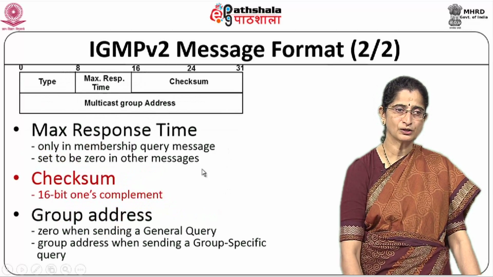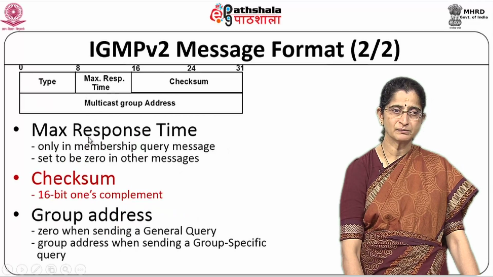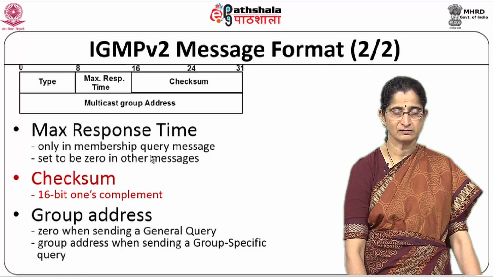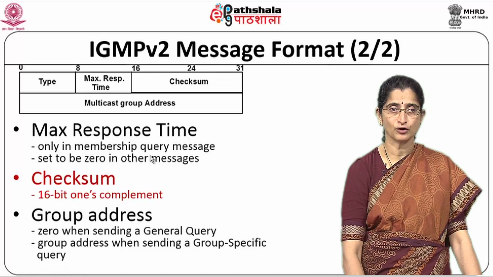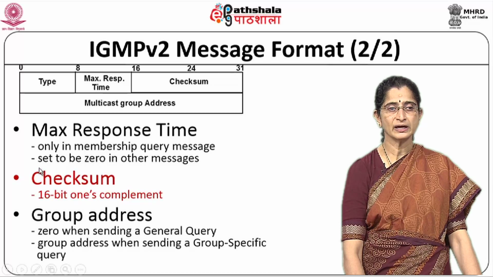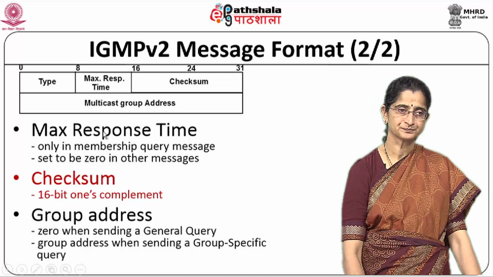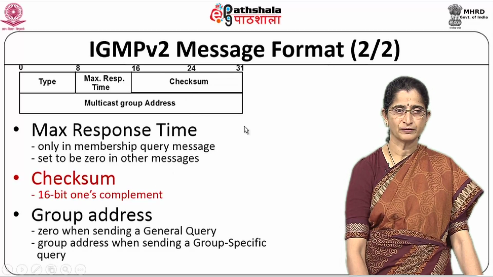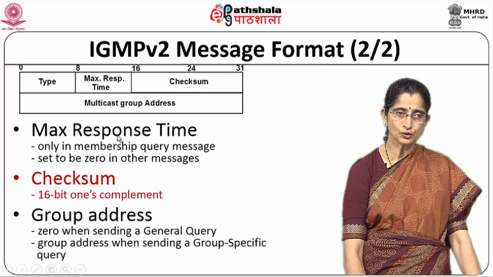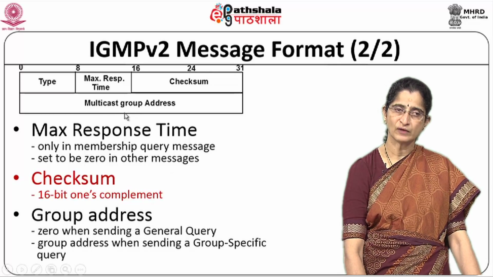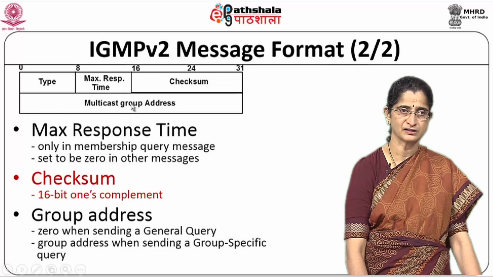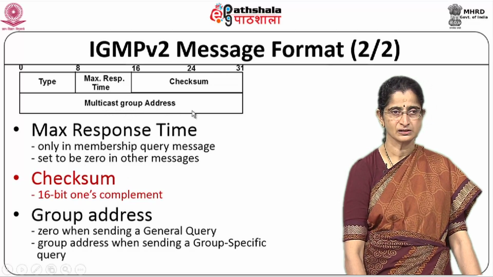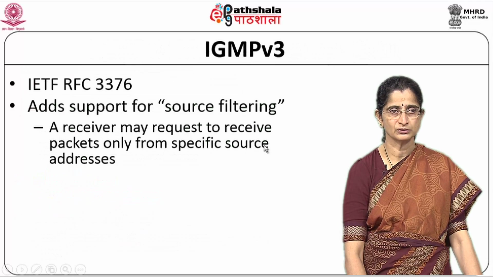Now, this maximum response time, we saw that that will be used whenever you have a membership query message. Basically, it is the amount of time that the router is expecting to wait before it expects a response, and it will be set to 0 in other messages. Checksum is your normal 16 bit ones complement checksum that we are so familiar with by now. The multicast group address is used whenever you are sending a group specific query. The address that you are looking for will be specified here. For a general query, this value is set to all zeros. So, this is essentially how IGMP V2 works.